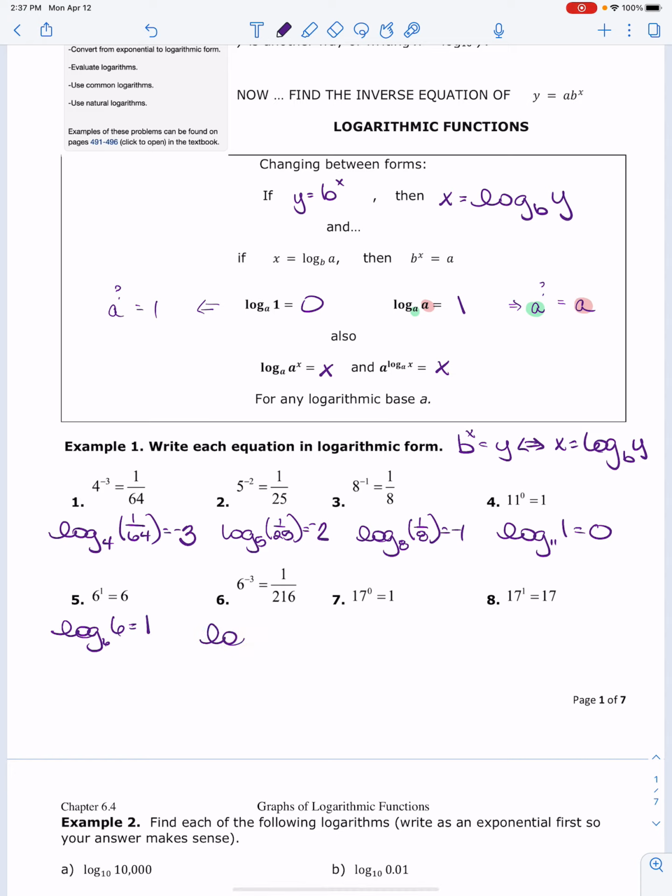In 6, I've got log base 6 of 1 over 216. Notice the desensitization to those negative exponents. In 7, I have log base 17 of 1 equals 0. And in 8, log base 17 of 17 equals 1.